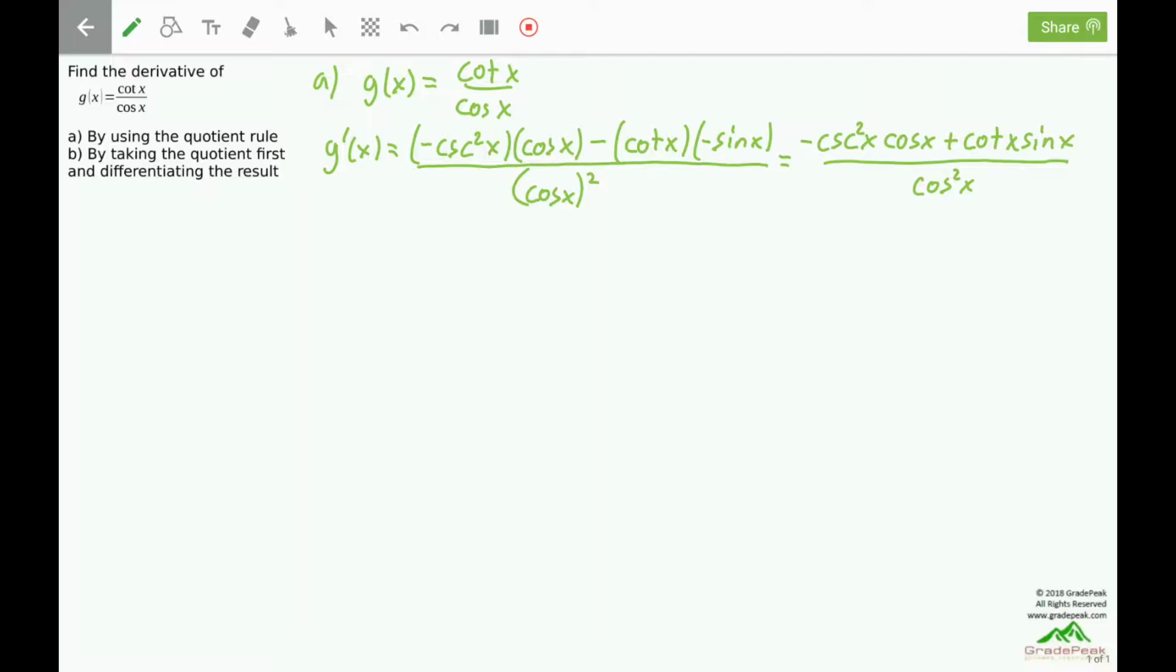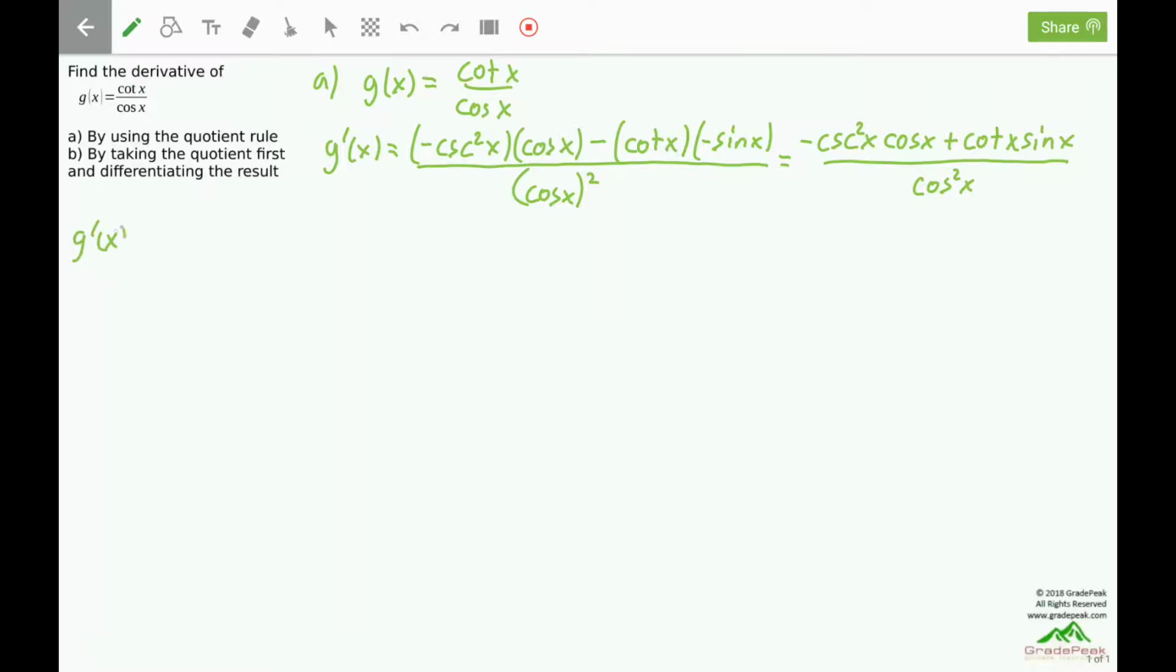Now in the numerator, I have a simplification that can happen, not for the first term, because cosecant is 1 over sine, so that would be 1 over sine squared and then times cosine. But the second term, the cotangent, which is cosine over sine, multiplying a sine, I should be able to cancel that down to help simplify this. That's what I'm going to do next.